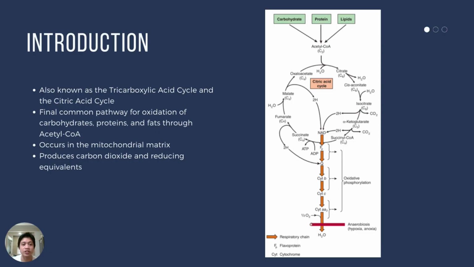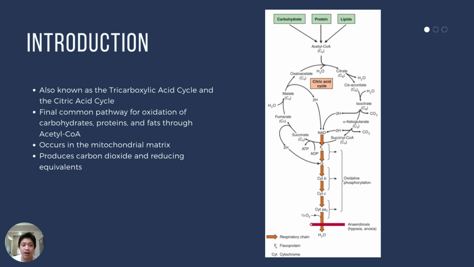The Krebs cycle is also known as the tricarboxylic acid cycle and the citric acid cycle. As you will observe later, as we show the structure of citric acid, one will understand that it is a tricarboxylic acid, and they refer to the same thing.